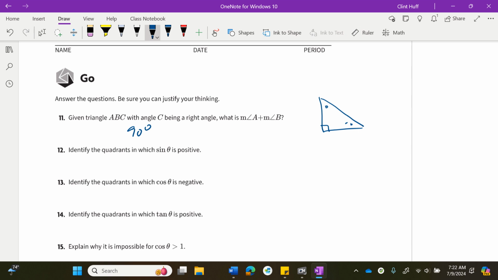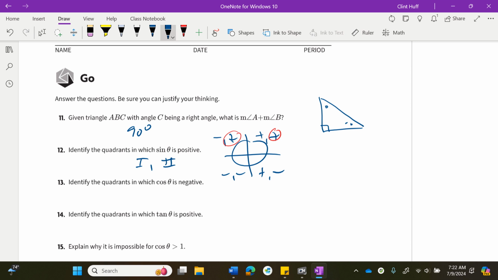Identify the quadrants in which the sine is positive. That would be quadrants 1 and 2. So the sine is what? The y value. So this is positive, positive, negative, positive. Down here we get negative, negative, positive, negative. So the sine is positive here and here, which is quadrants 1 and 2.